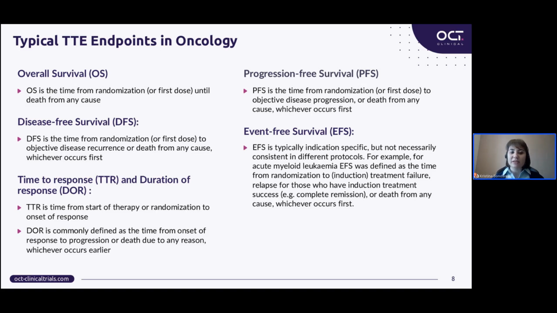Duration of response and time to response are typically evaluated as secondary endpoints in early-stage clinical trials when efficacy is assessed by the best overall response and presented as the overall response rate.